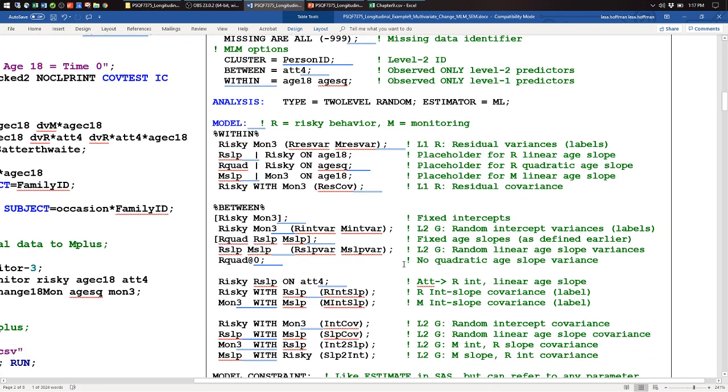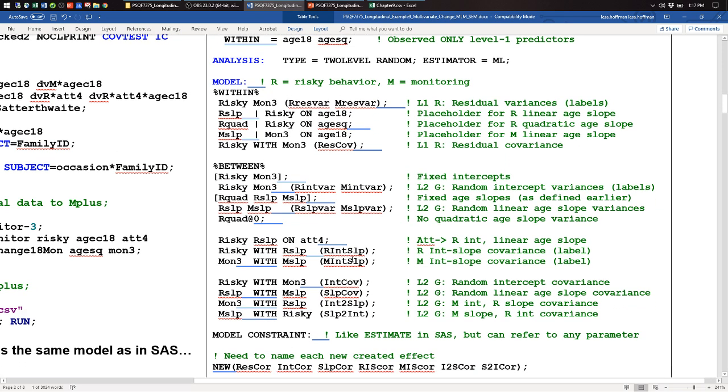Now, the fun part. Have you guys seen the between-within syntax before? You've seen it? Do you understand it? No, thank you for being honest. See, you're in good company. Having seen it before doesn't really help you.